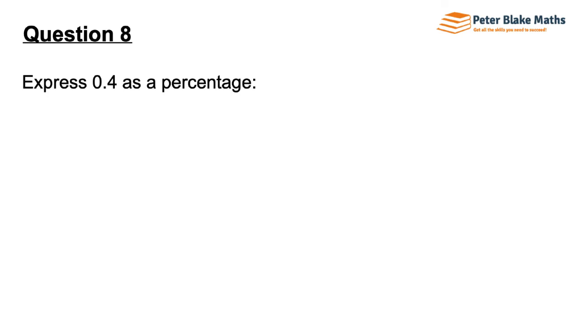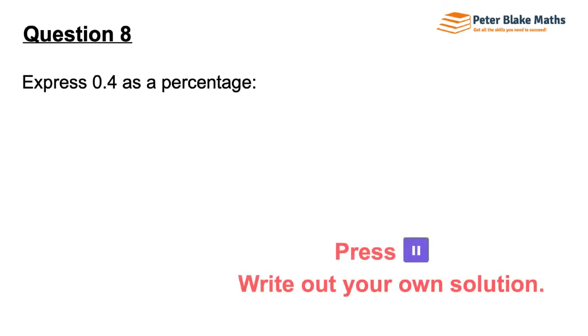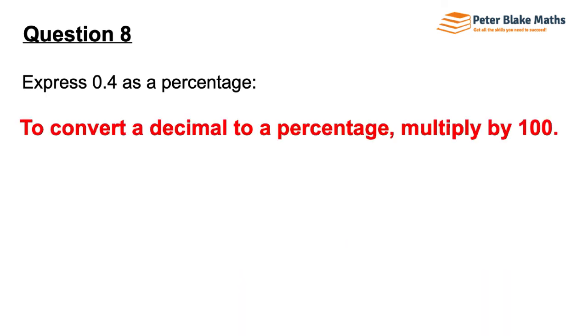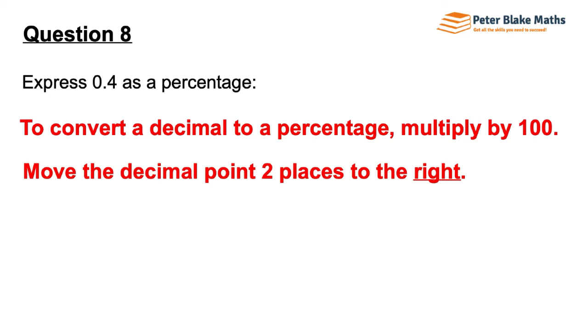Question 8. Express 0.4 as a percentage. To convert a decimal to a percentage, we multiply by 100. When we multiply by 100, we move the decimal point 2 places to the right. With 0.4, if we move that decimal point 2 places to the right, you can see there's a problem. That second move there doesn't have anything above it.